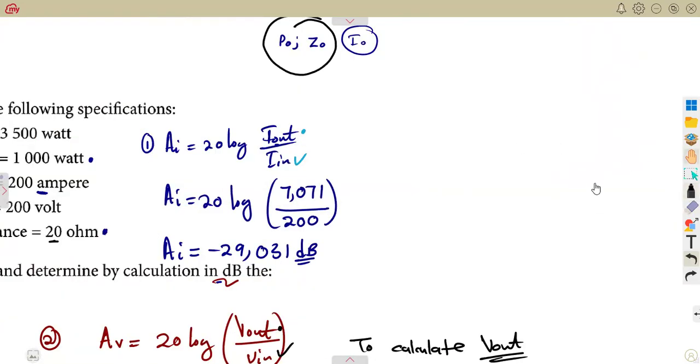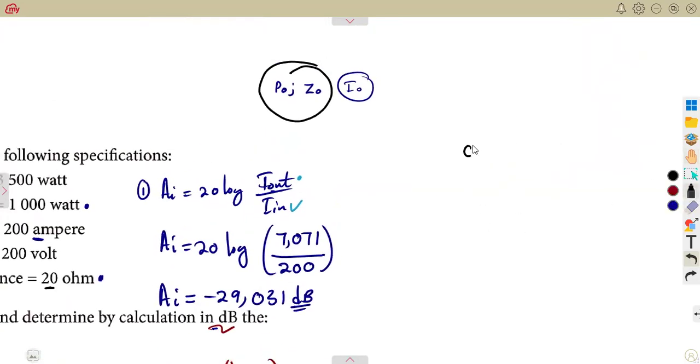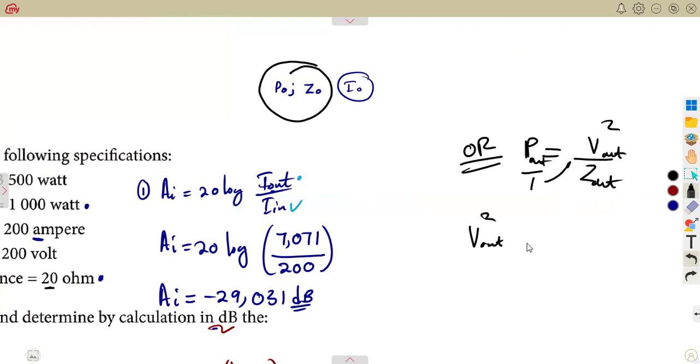So using this formula, we are still calculating the voltage. Using the formula, power is equal to V squared over Z. This is at the output, so it's going to be P out, this will be V out, this will be I out, and this will be Z out, I mean. So you need the value of the voltage. Let's cross multiply these two. V out squared is equal to the product of these two, which is P out times Z out in that case.